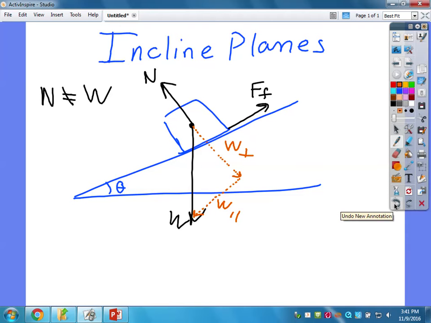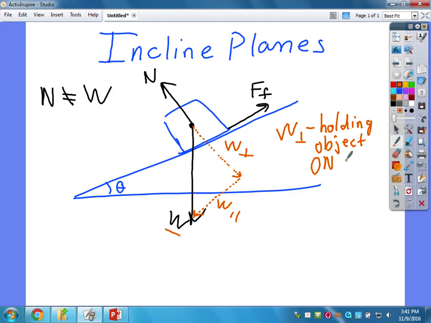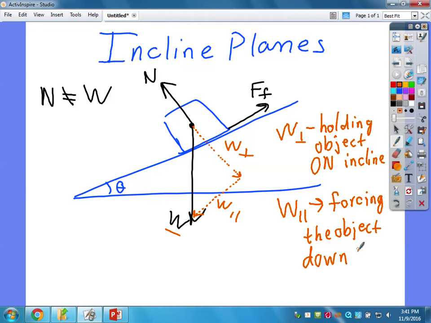And so this helps me answer a question here. What does the weight actually do? The components are telling me that. The weight perpendicular is holding the object on the inclined plane, while the weight parallel is what is forcing the object down the incline plane. So the weight actually has two jobs here.